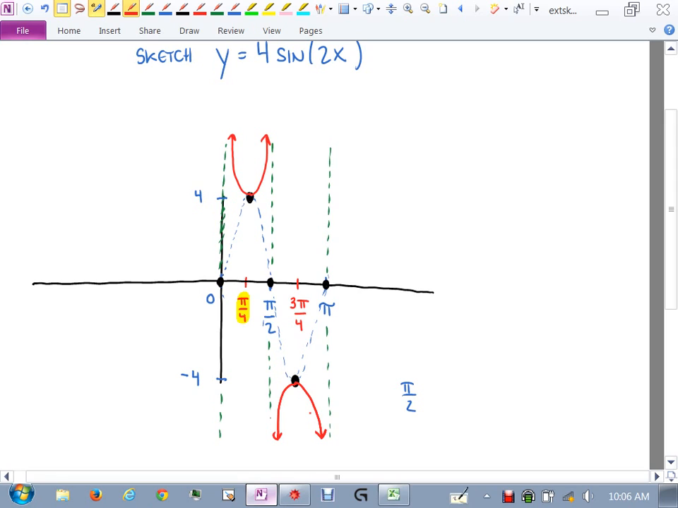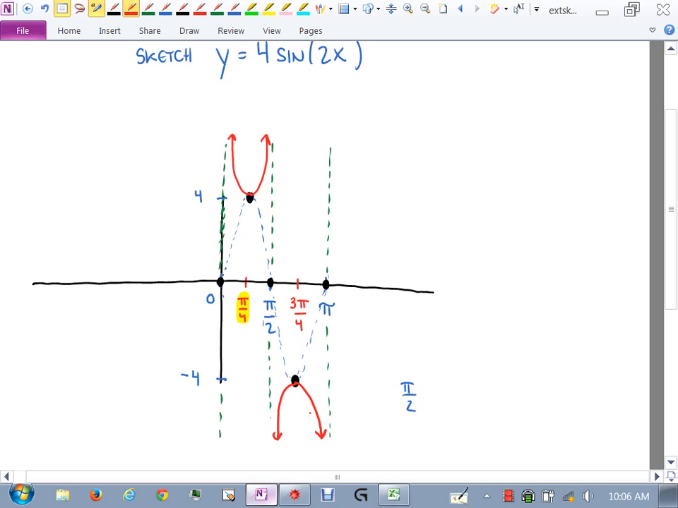So on your test, do you think that I'm going to ask you to graph a sine function? Probably not. I'm going to ask you to draw a cosecant function, because you can only draw a cosecant function if you can draw a sine function. So you probably won't ever see a sine problem on the test.